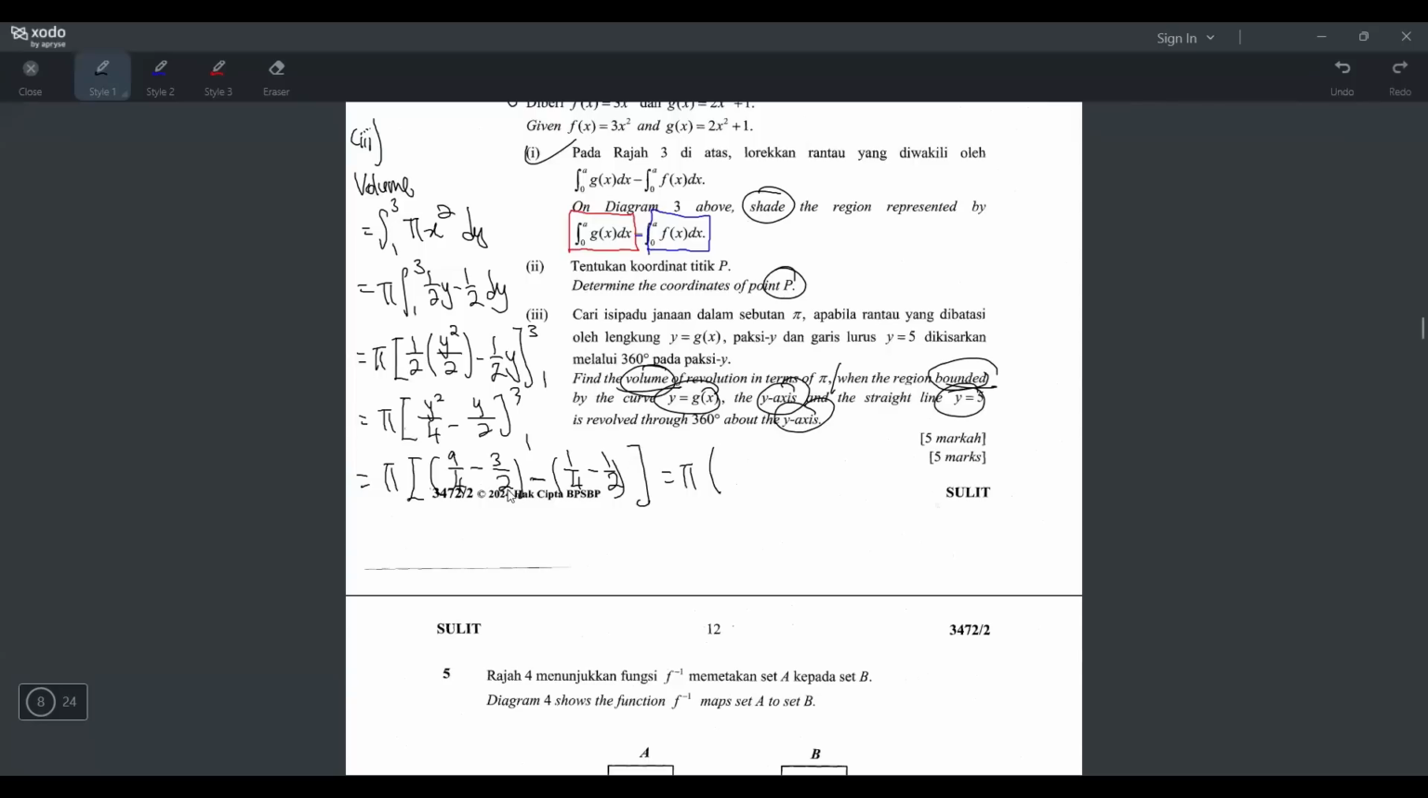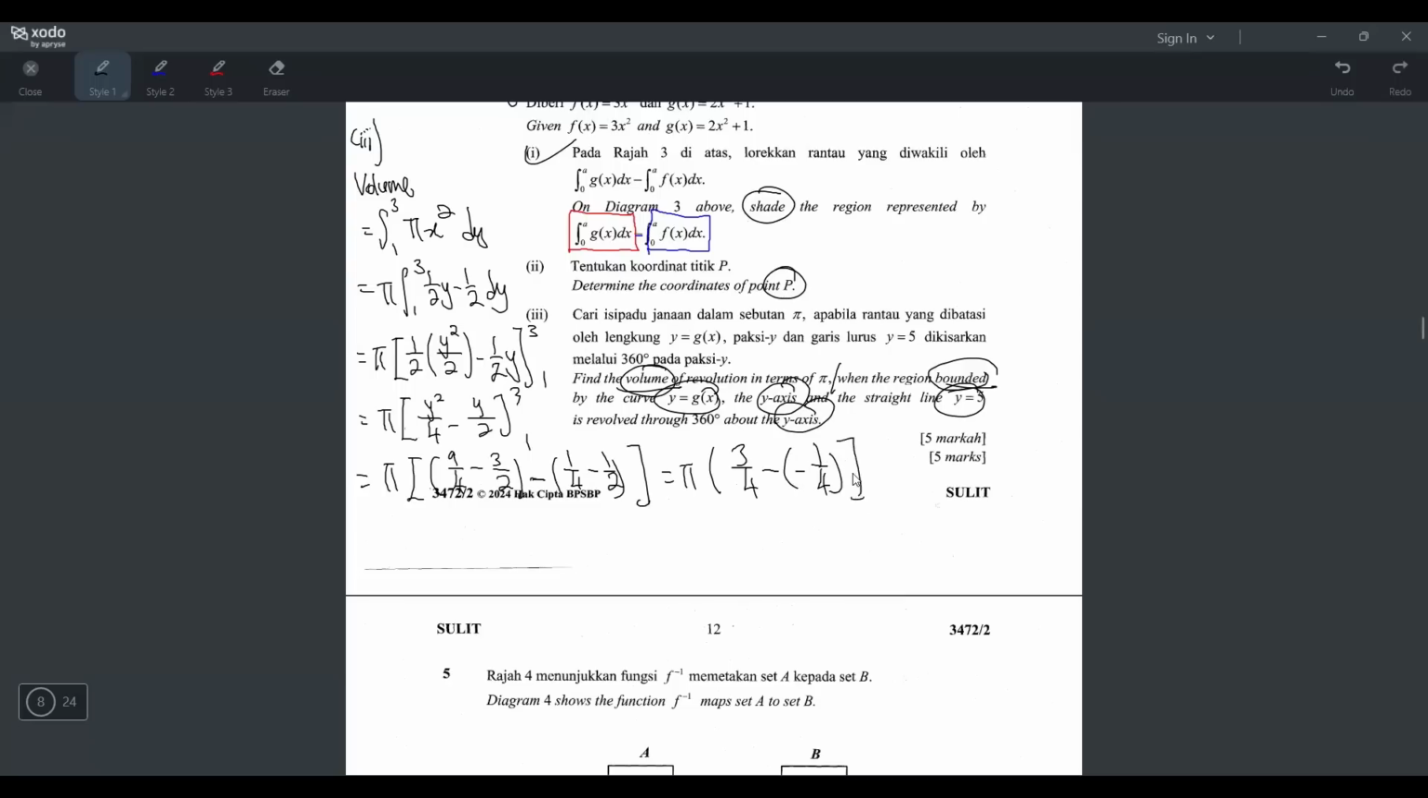Okay, 9 over 4 minus 3 over 2, use calculator. My calculator gives me 3 over 4, okay. And then minus, so I also minus 1 over 4 minus 1 over 2. Okay, just press, I get negative 1 over 4. So later negative becomes positive lah.